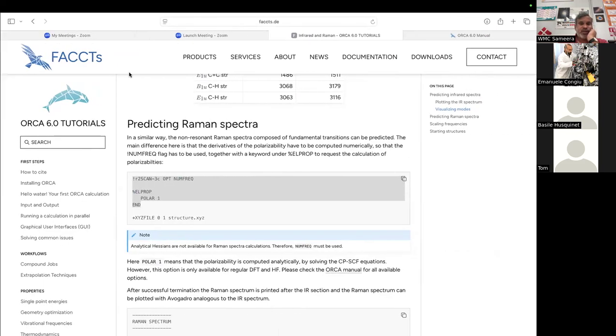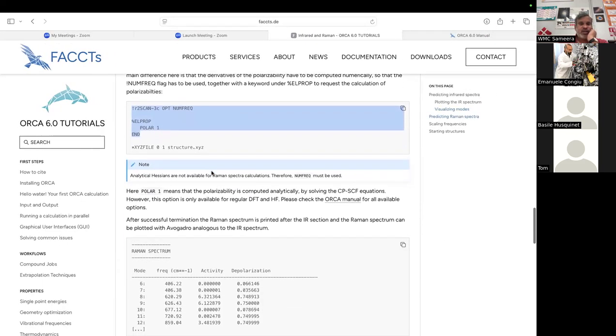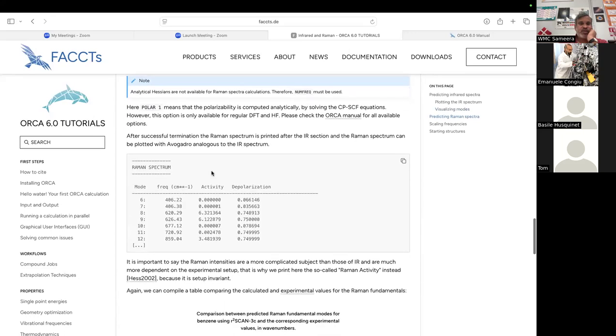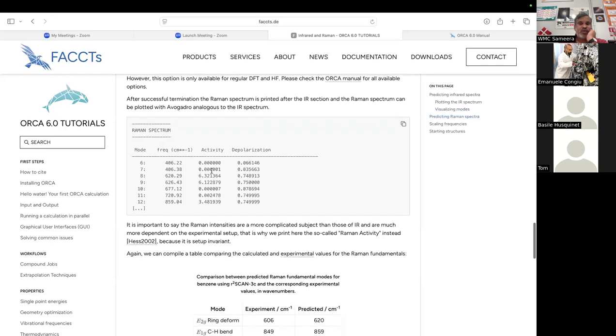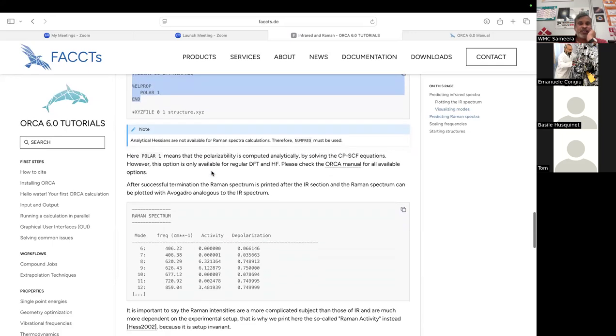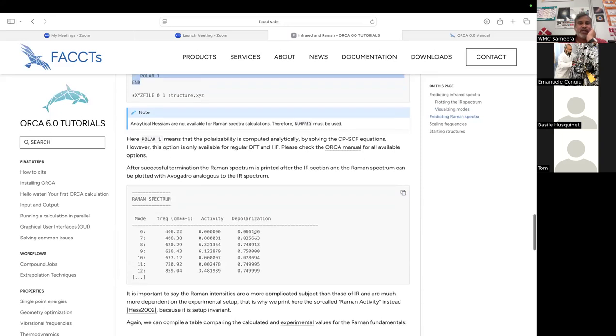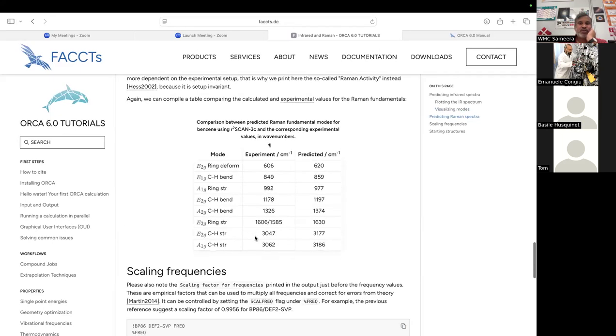So it will take a few minutes, and again you will get the Raman spectrum as the output, and then you can compare your computed data and available experimental data. So here you can see the match between experimental values and the computed values is, well, not really quantitative, but the qualitative agreement looks good.